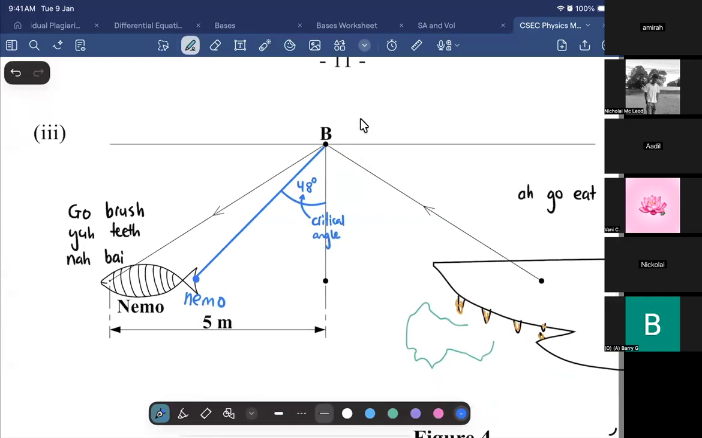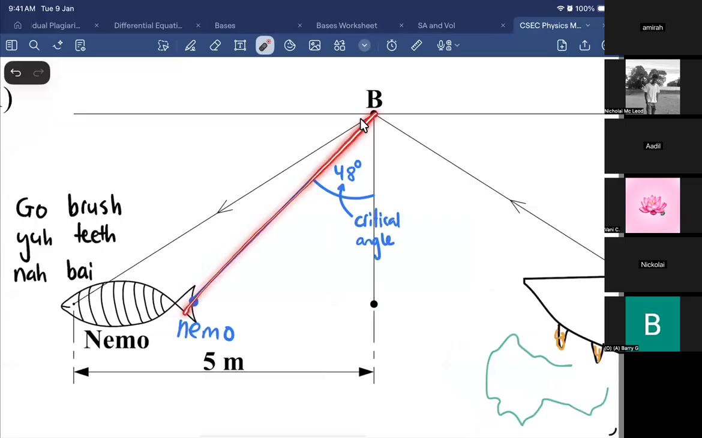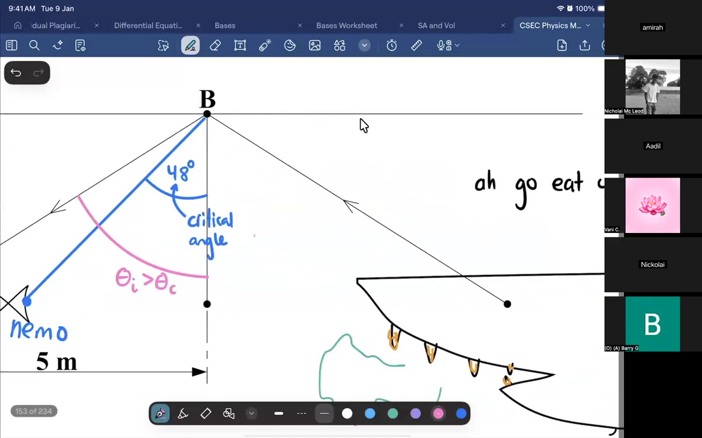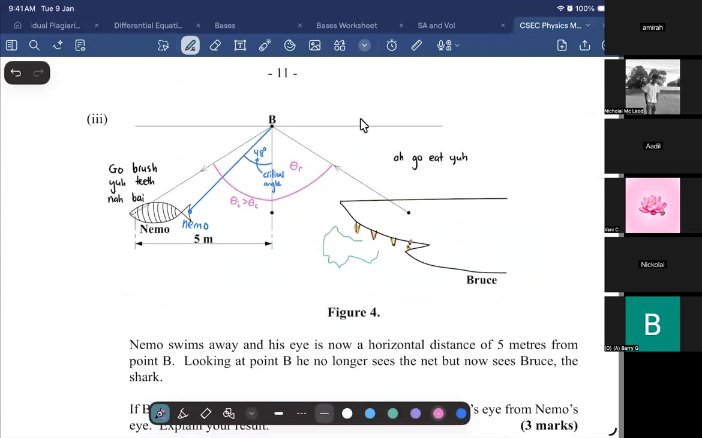Total internal reflection. Right. So when Nemo moves further away, it's going to cause the angle to get bigger than the critical angle. So this angle over here, theta I, is going to be more than theta C. Therefore, you're going to have total internal reflection. We understand that? Yes, sir. And this could be theta R. Let me know if we understand this. Everybody in class? Yes, sir.